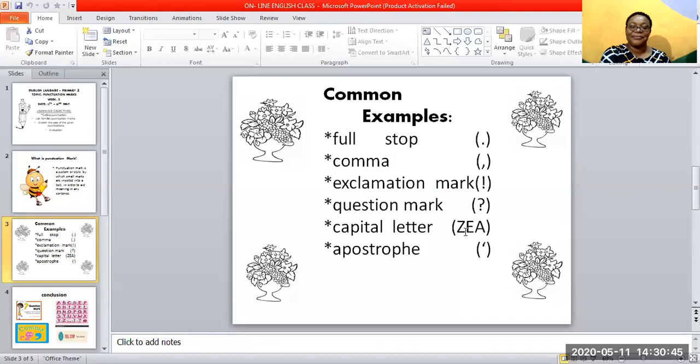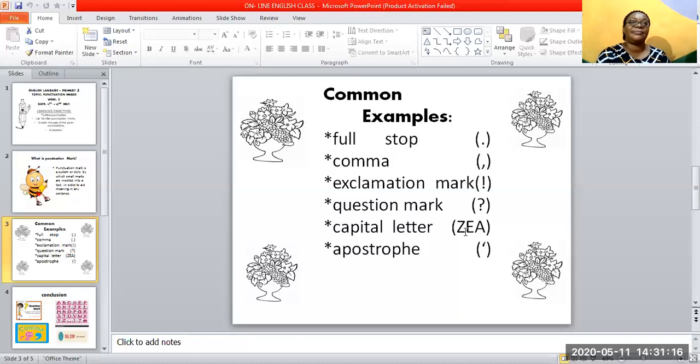Capital letter. The capital letter is also known as the blocked letter. In computer, they say it is capital. Do you understand? So for you to write capital letters, you must write a name with a capital letter.